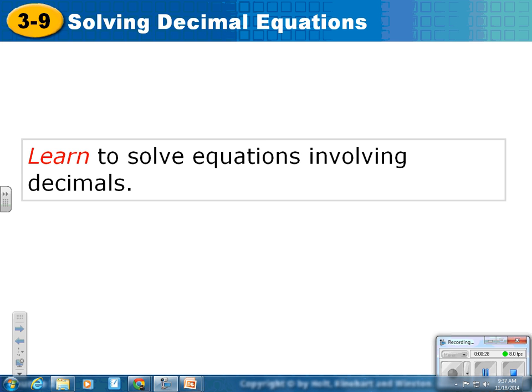Because everything that I'm showing you today, you already know how to do. We're just putting it all together. You know how to add decimals, subtract decimals, divide decimals, and multiply decimals, and from last chapter, you remember and know how to do algebra. But right now, we're taking it all and putting it all together.